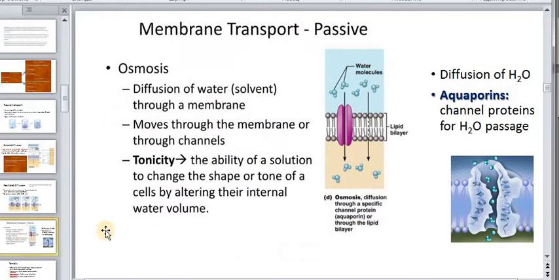Another type of passive transport is osmosis. Water can enter the cells through special channels, aquaporins, and even through the phospholipid bilayer.